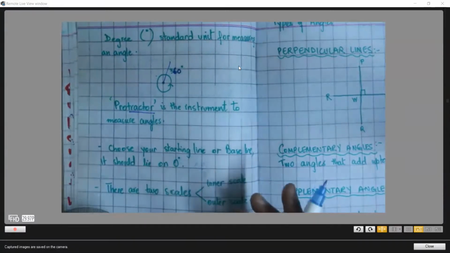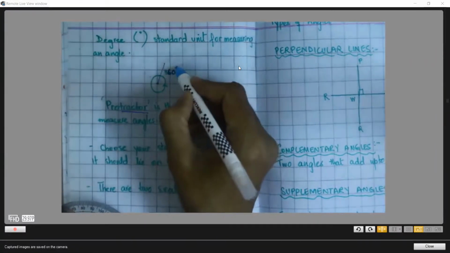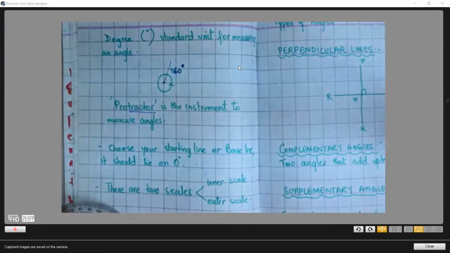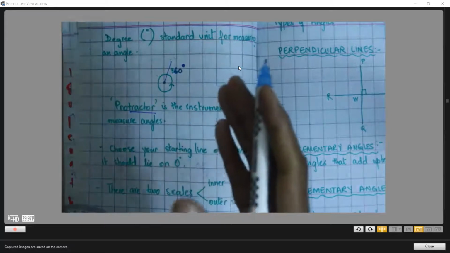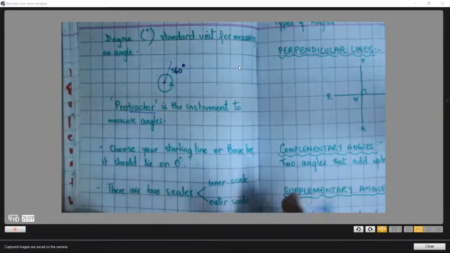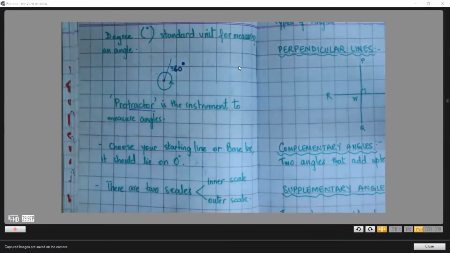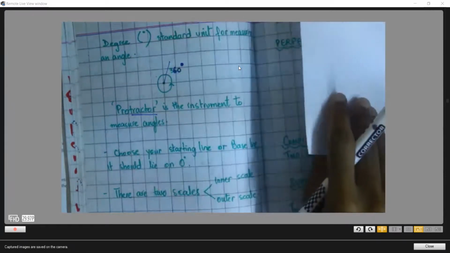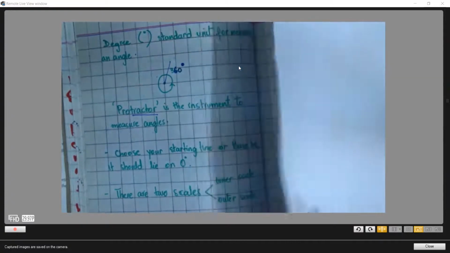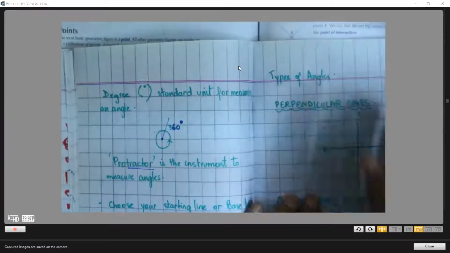It is the instrument to measure angles, and the unit is just a small circle on the top right corner. That symbol represents degree. Okay. Now, how to measure an angle? Okay, we will discuss that a little bit.